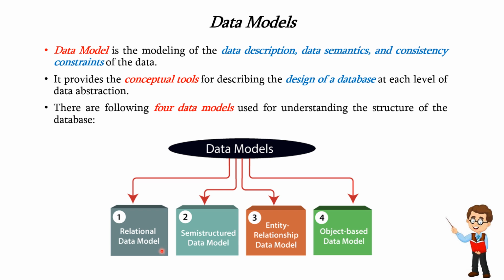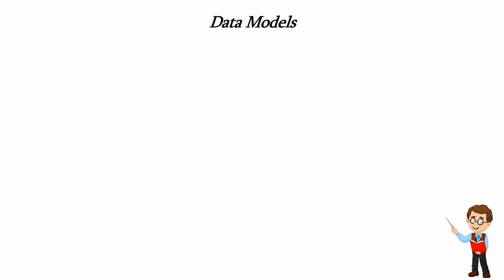First one is relational data model, second one is semi-structured data model, third one is entity relationship data model, and fourth one is object-based data model. Now let us see all these models one by one in detail. First let us see the relational data model.